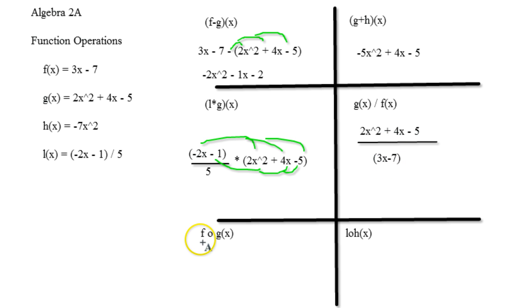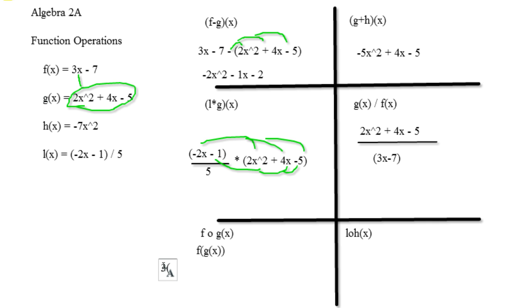Now when you see composition, it's going to look like you're spelling out a word. I like to look at the most famous one, which is fog. Fog of x. What you're going to be doing is taking f of x and plugging g of x into wherever f of x or x is in f. So in other words, we are going to be taking all of this and plugging it into this one spot, distributing the 3, and then minusing the 7.